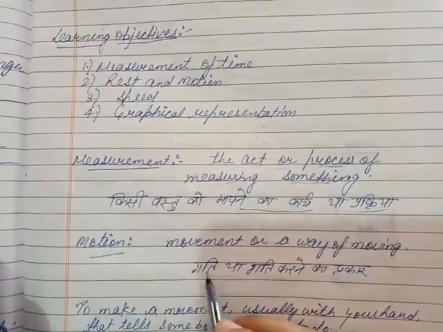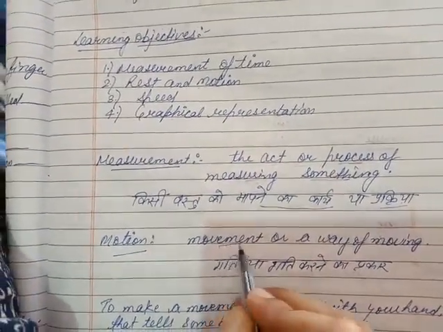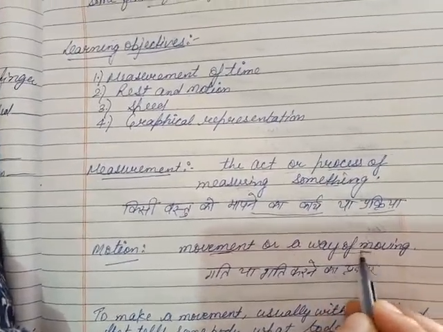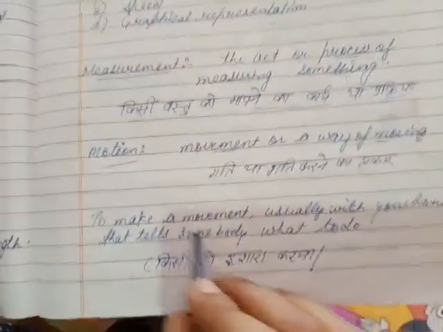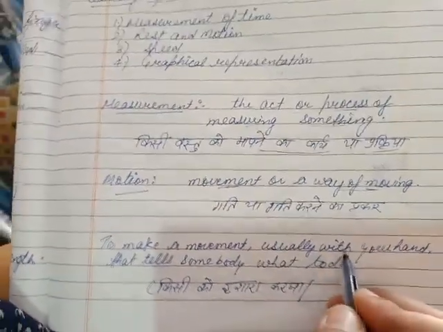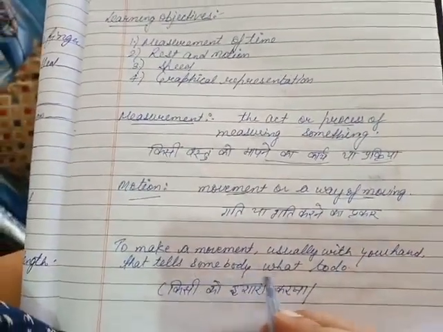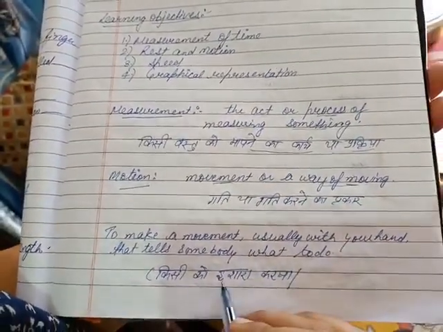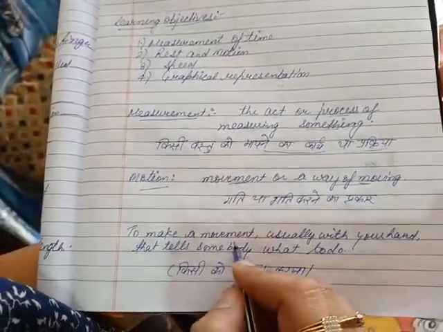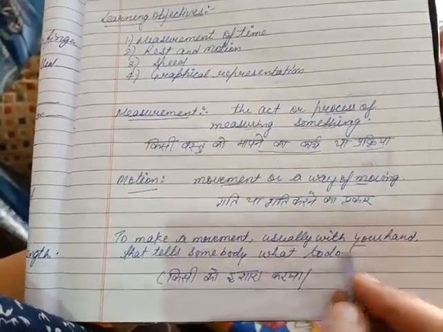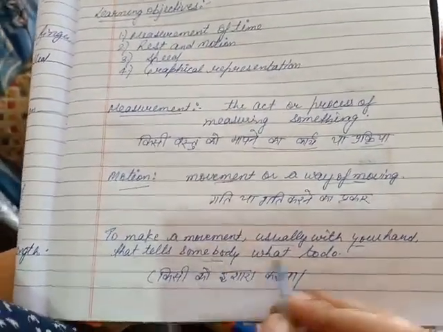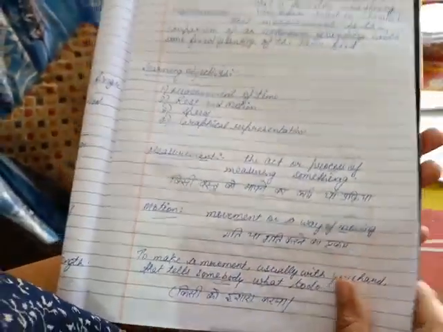Motion: गति या गति करने का प्रकार. Movement or a way of moving. To make a movement, usually with your hand, that tells somebody what to do. किसी को इशारा करना.